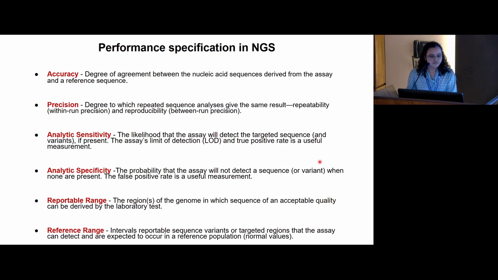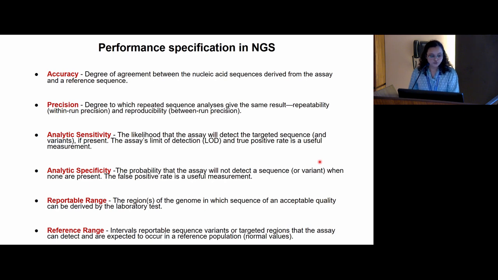So accuracy is the degree of agreement between the nucleic acid sequences derived from the assay and the reference sequences. The precision includes the degree to which repeated sequence analysis gives the same result, that is repeatability, within-run precision, and reproducibility, that is between-run precision.